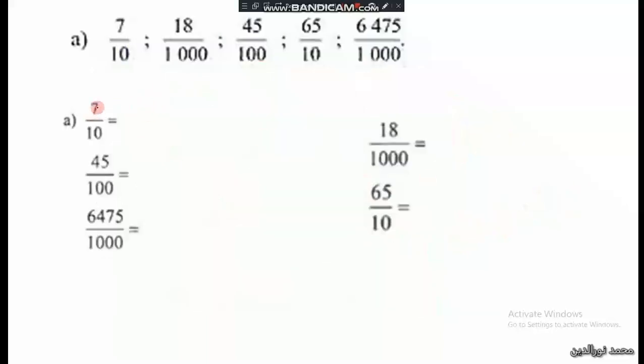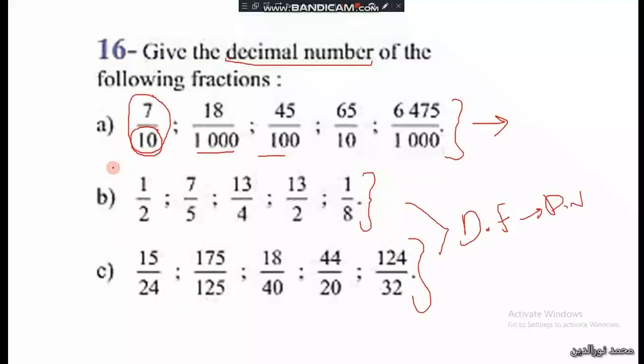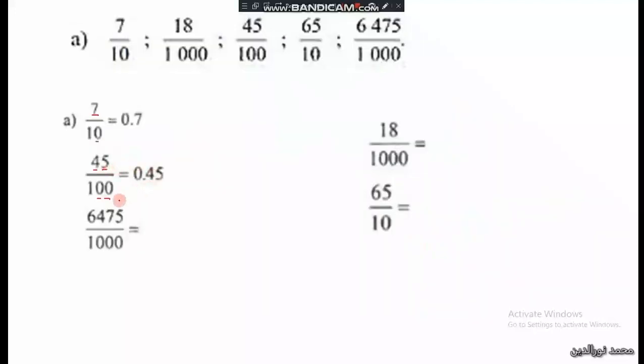So 7 over 10. If we want to write this fraction as a decimal number, over 10, 1, 0, that means one decimal digit. So 7 is the decimal digit, so it's 0.7. Here we have two decimal digits, since we have two zeros, so it's 0.45. And then here we have three zeros, that means three decimal digits, 1, 2, 3, it's 6.475.